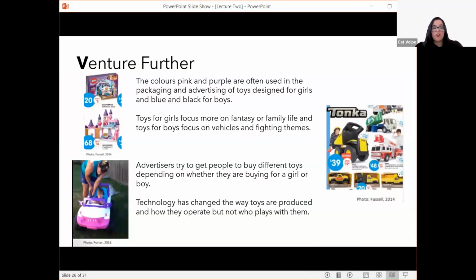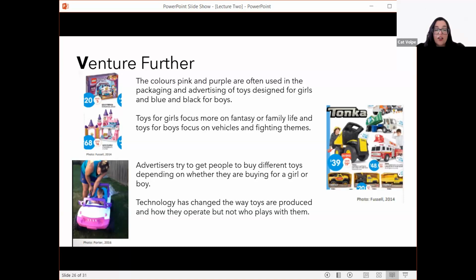So in the venture further stage, students might be discovering that the colors pink and purple are often used when advertising for girls and blue and black for boys. Toys that are geared towards girls are often focused on fantasy or family life, so cooking and those types of things, cleaning, having babies, and so forth, and toys for boys are more on vehicles, fighting, and superheroes. So they may learn through this discovery that advertisers are trying to get people to buy certain types of toys, depending on whether they're buying for a girl or a boy.